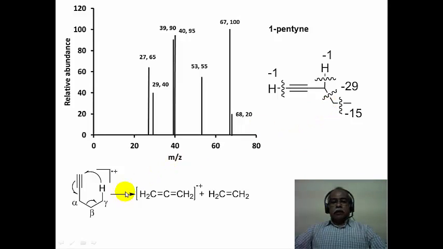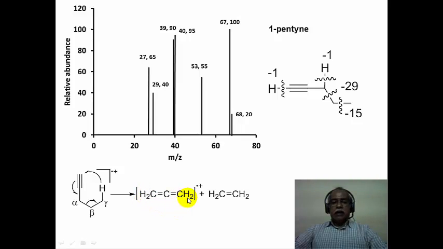The further fragmentation is the McLafferty rearrangement. Because of the C triple bond C, it is capable of undergoing a gamma hydrogen abstraction to this position, resulting in the formation of an allene. The mechanism is as shown by the fish hook arrows. Because we are talking about an odd electron species, we always use fish hook arrows to show the mechanism rather than a regular arrow.